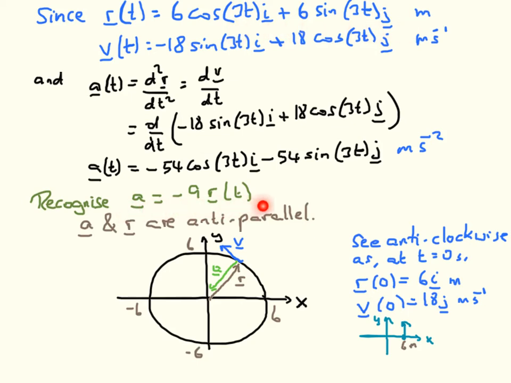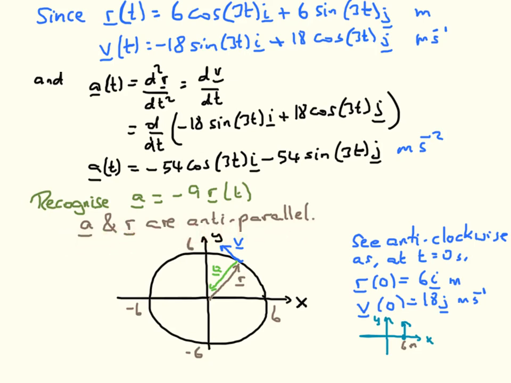So that is our acceleration. So the acceleration is in the same direction as the position vector, except for the fact that there is a minus sign. So the minus sign means it's actually in exactly the opposite direction to the position vector, and we can say that they are anti-parallel.